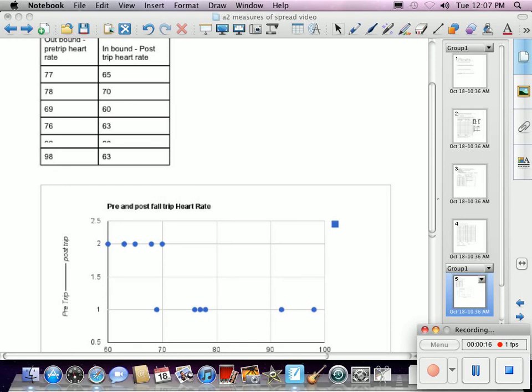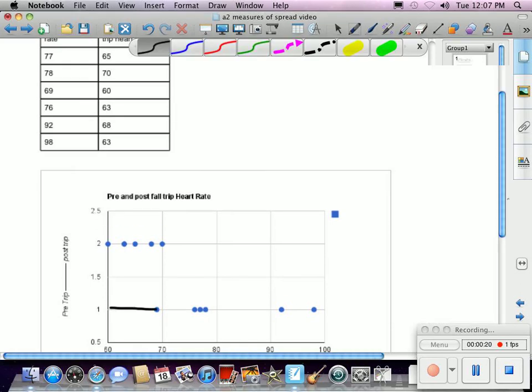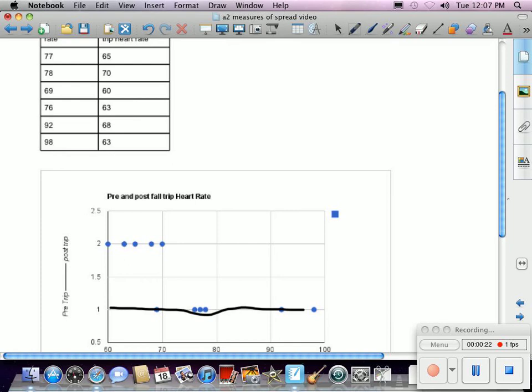Imagine this is a number line, kind of along here, and this is another number line along here, right? Now, there's several things about the data that you should notice.